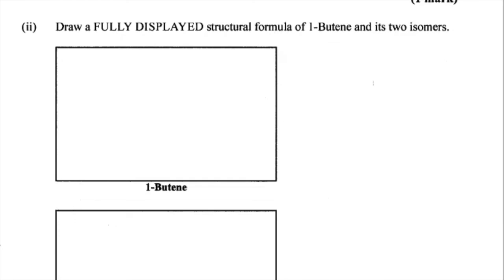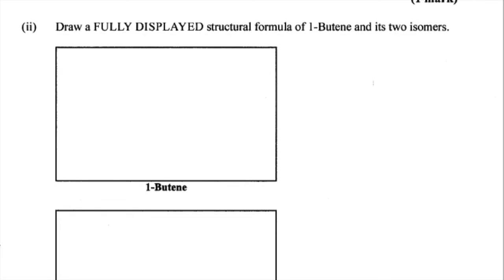Part 2 of B. Draw a fully displayed structural formula of 1-butene and its 2 isomers. All right, so we'll do 1-butene, and the 1 there is telling us that the functional group, which is our carbon-carbon double bond, is going to be found at the first carbon, whether you want to count from left to right or right to left. But naturally, we read from left to right.